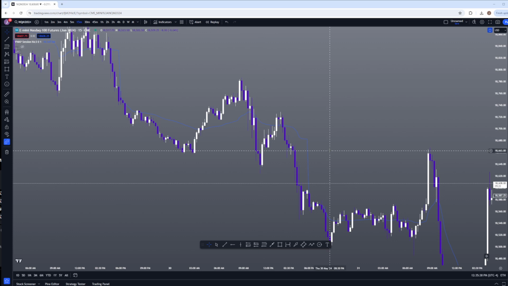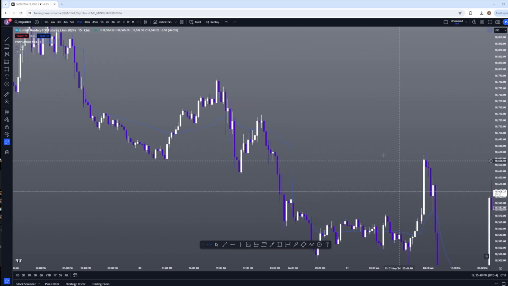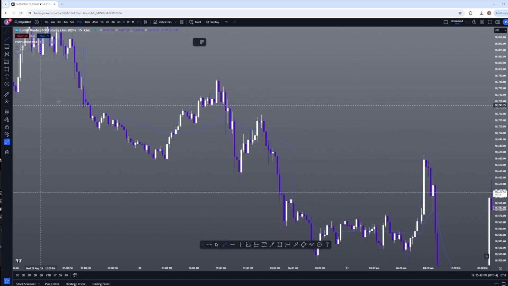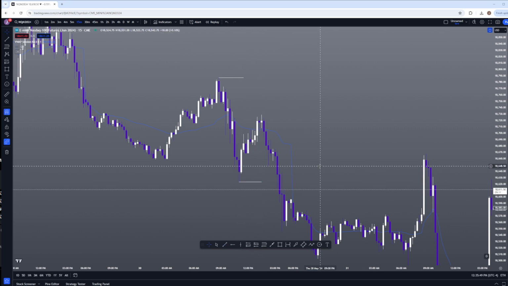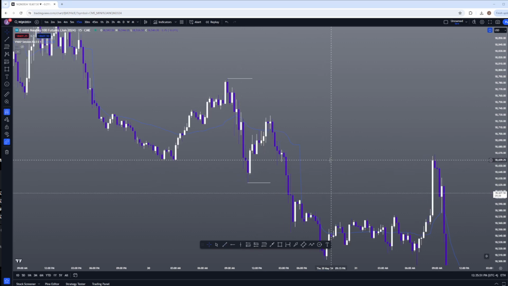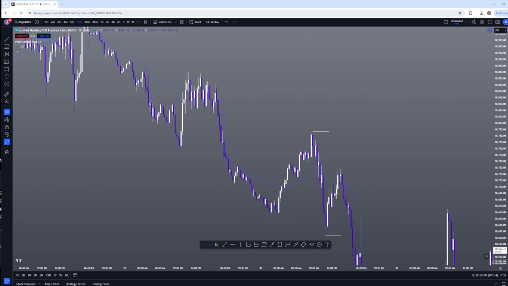Every swing high, swing low, that's a dealing range. Okay, so from this swing high here to this swing low, that's a range. Okay, so let's look at that range first. So what do we do when we see a range like this? Well, we're ranging down, or we're moving down, right?